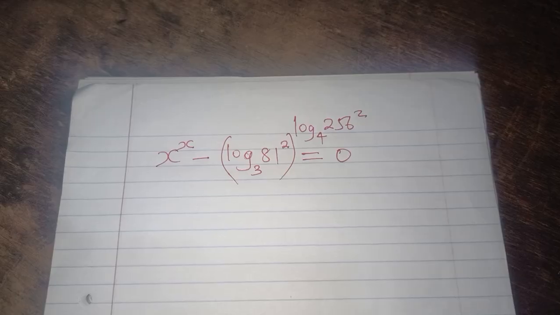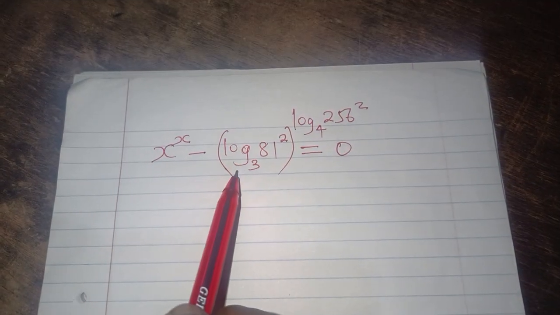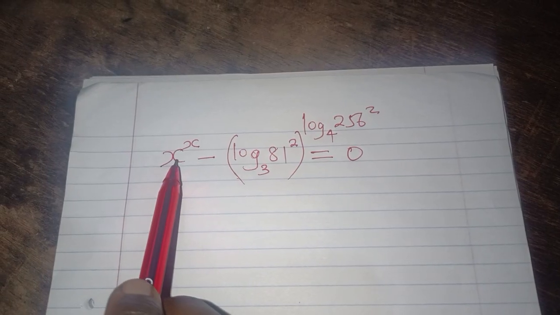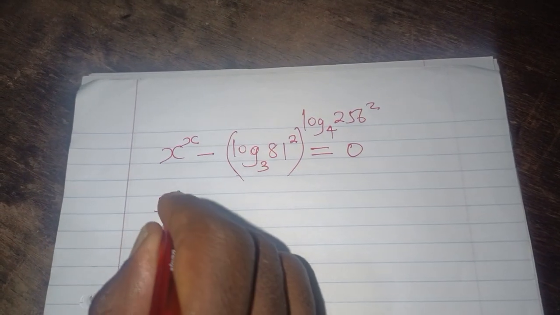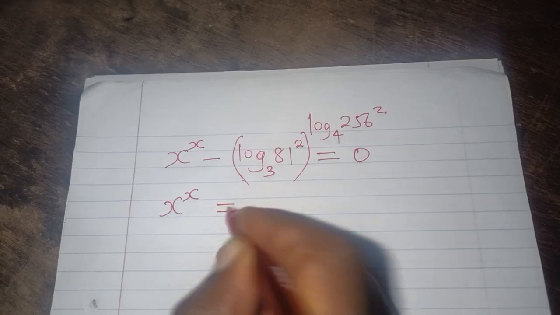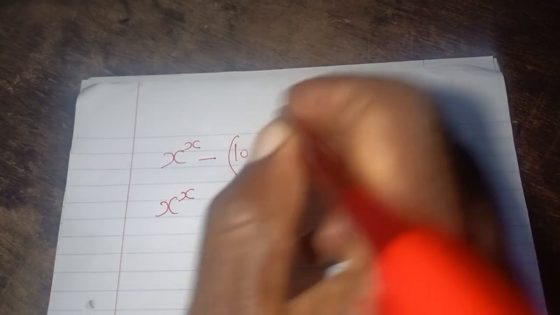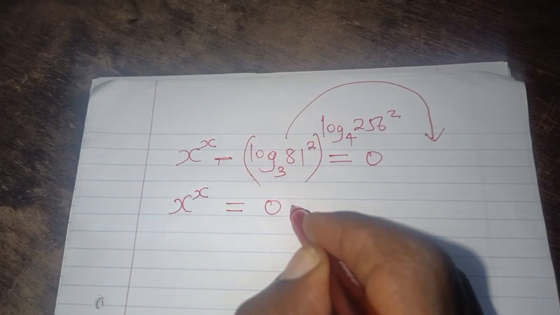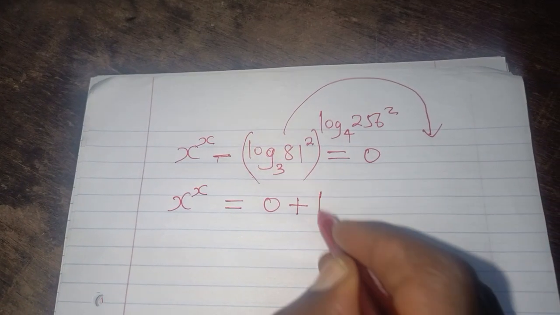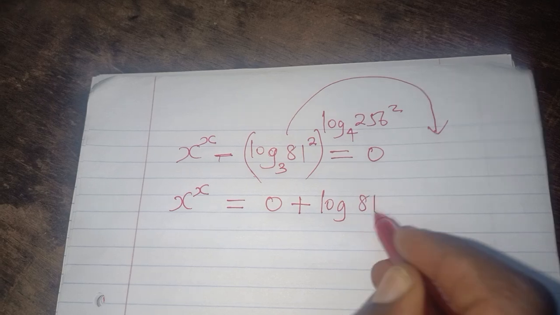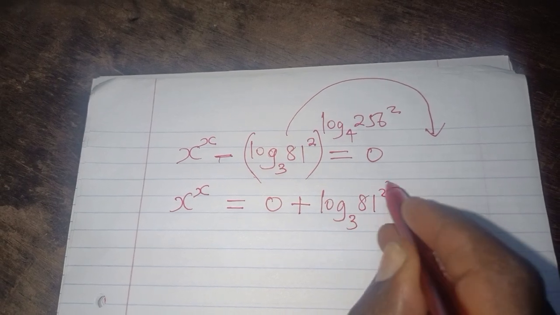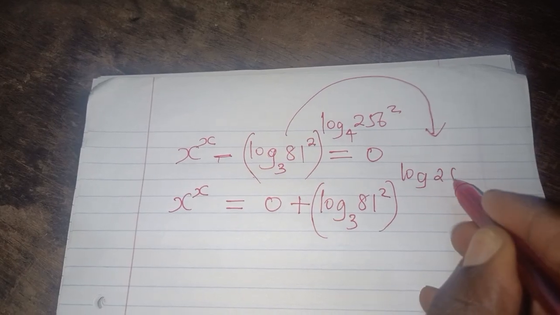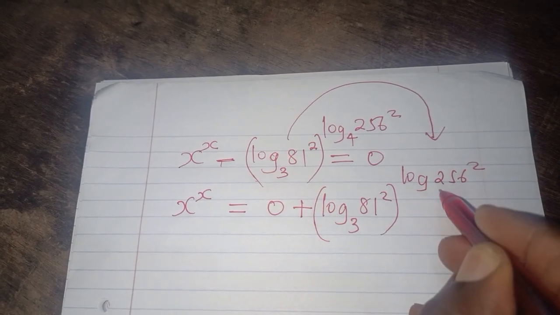So I think what I'm going to do first, I'll take the whole of this logarithmic writing to the other end of the equal sign, because this is an index notation. So I'll write down x power x is now equal to, what I have here is 0. Then when all this is taken to the other side of the equal sign, it will end up becoming plus. So I'll write plus the logarithm of 81 squared to base 3 getting raised to the logarithm of 256 squared to base 4.